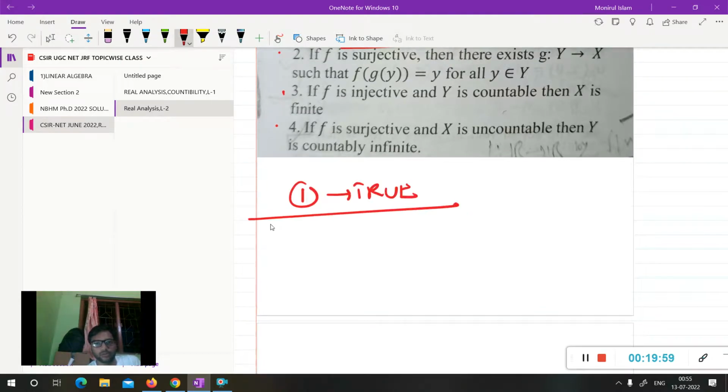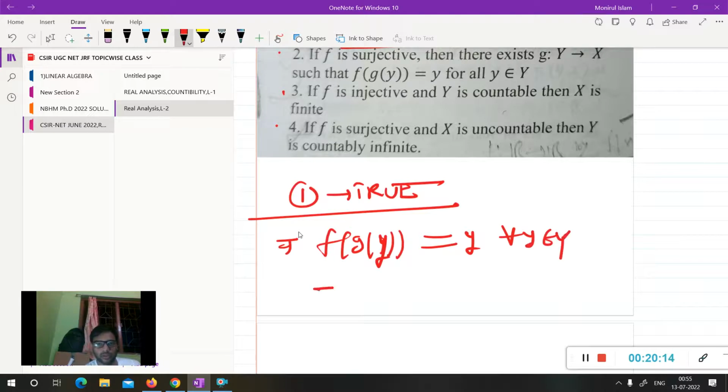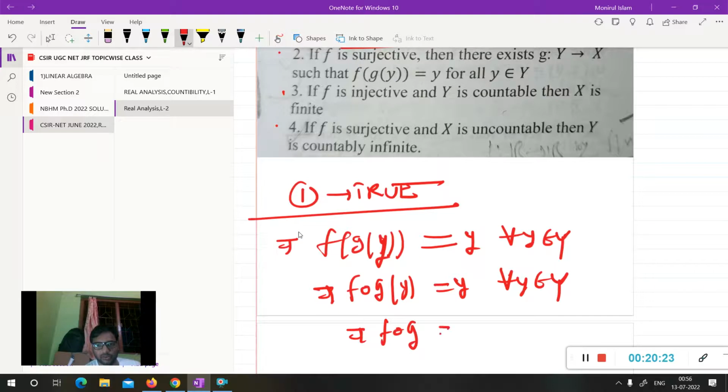If 1 is true, then it gives f of g(y) will be equal to y for all y belonging to Y. So it will imply f composed with g of y will be equal to y for all y belonging to Y. So it gives nothing but f composed with g equals the identity mapping on Y. This identity mapping is a mapping from Y to Y, meaning I_Y of y is y itself.